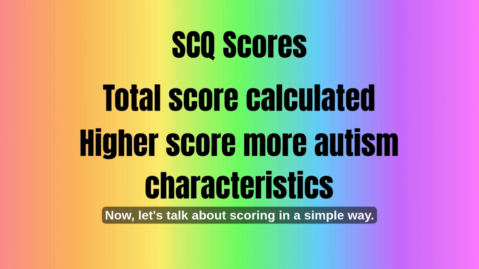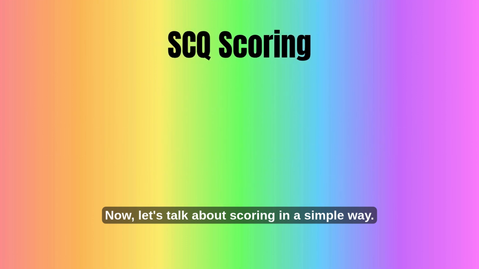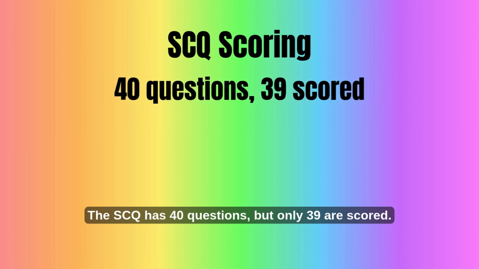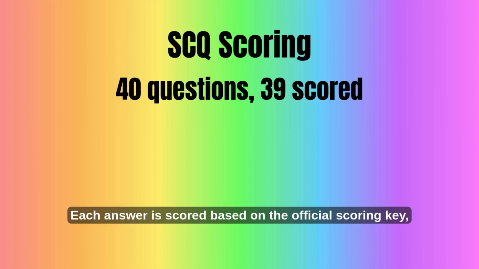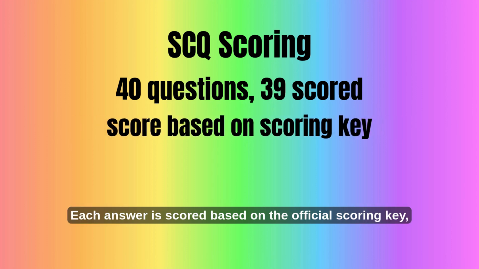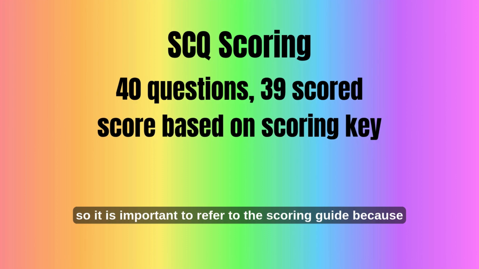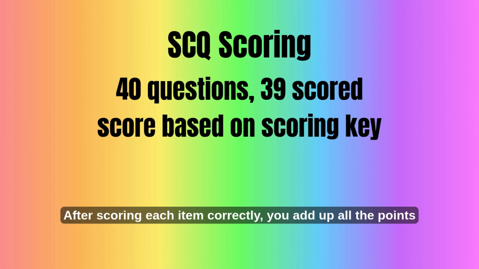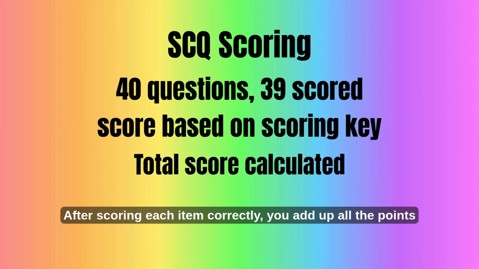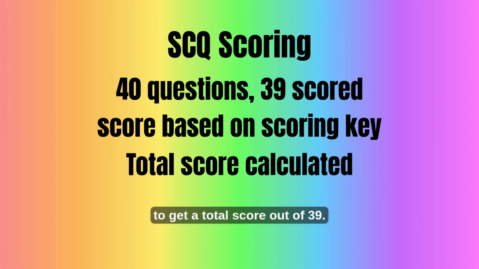Now, let's talk about scoring in a simple way. The SCQ has 40 questions, but only 39 are scored. The first question is about speech, so it is not included in the total score. Each answer is scored based on the official scoring key, so it is important to refer to the scoring guide because not all answers are counted in the same way. After scoring each item correctly, you add up all the points to get a total score out of 39.